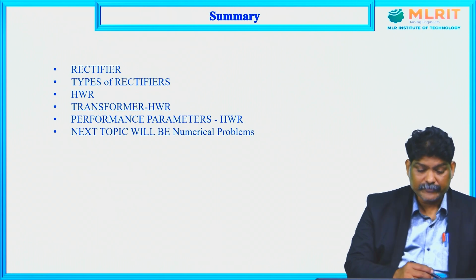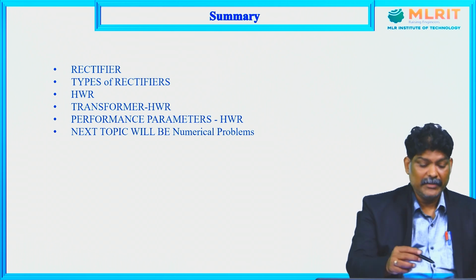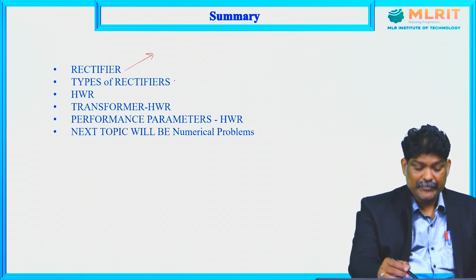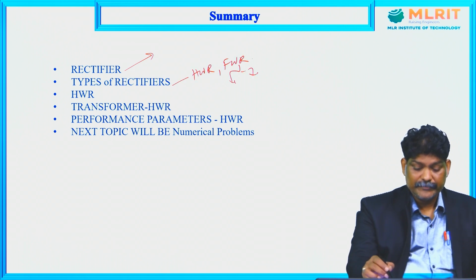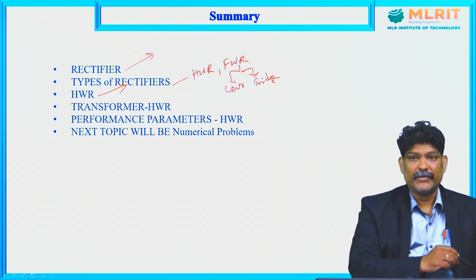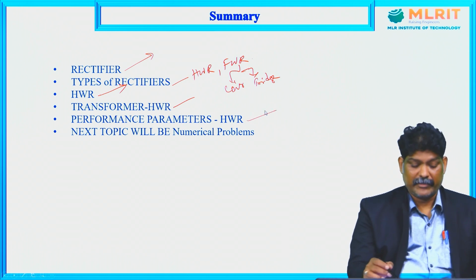Let us see the summary of what we have discussed today. We have discussed what a rectifier is and the different types of rectifiers. We have half wave rectifier and full wave rectifier, which is again divided into center tapped and bridge rectifier. And in detail we have discussed the operation of the half wave rectifier, the transformer used in the half wave rectifier, and the performance parameters of the half wave rectifier.